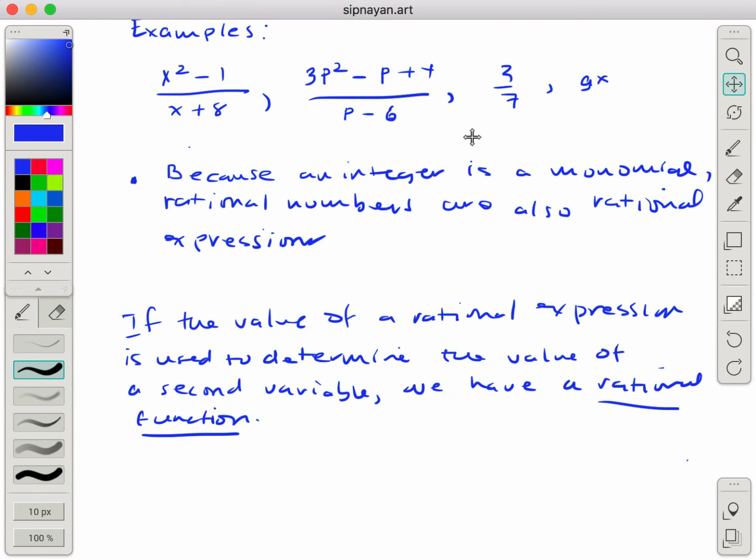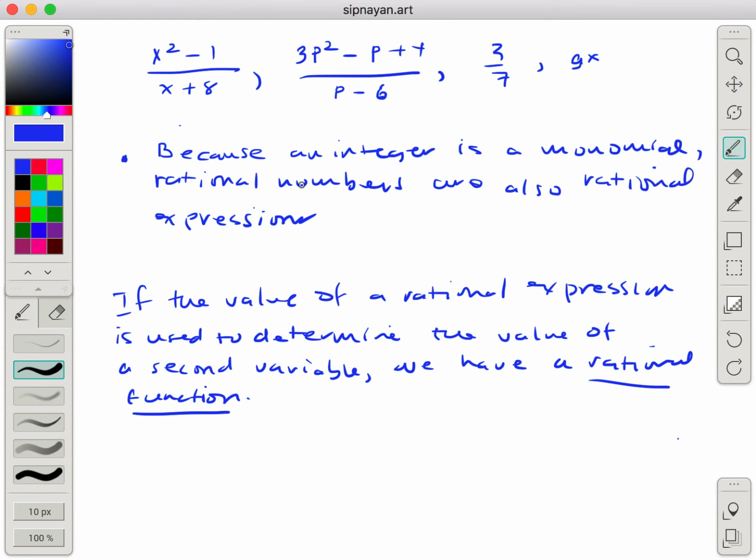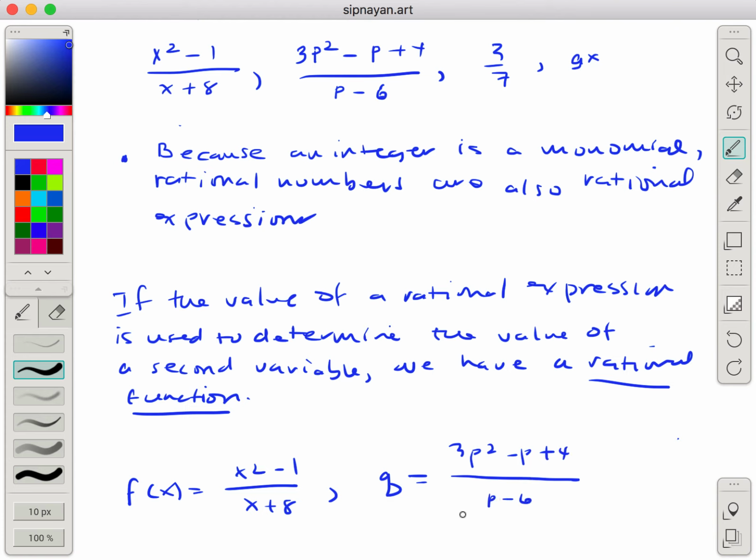So pag ginawa ko na siyang two variables, for example, alam niyo naman siguro yung function notation natin na pag sinabi mong f of x equals ito na yung x squared minus 1, itong expression na to, over x plus 8. Then this is already a function. O kaya kung gusto mo naman is another variable dito. You have q kunwari. Q equals 3p squared minus p plus 4 over p minus 6. This is already a function. Parang nilagay mo na ng y dito, di ba? Y equals x squared minus 1 over x plus 8.